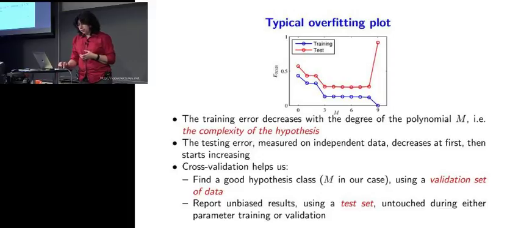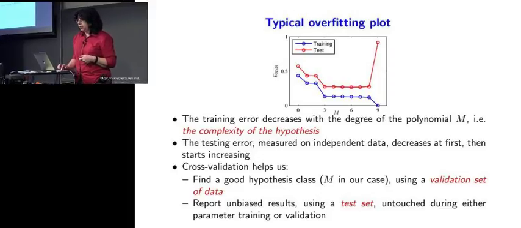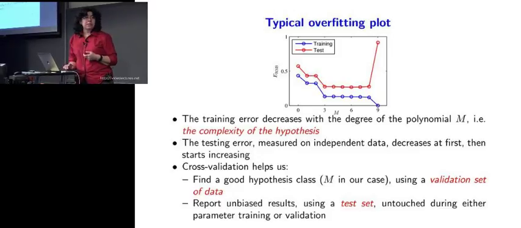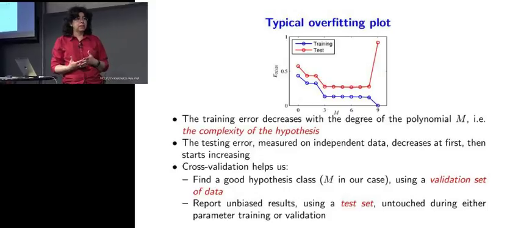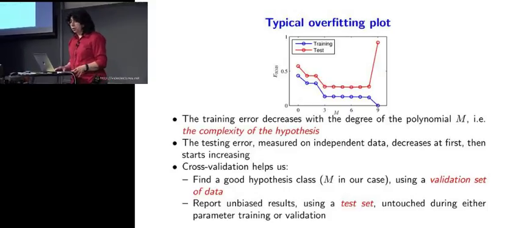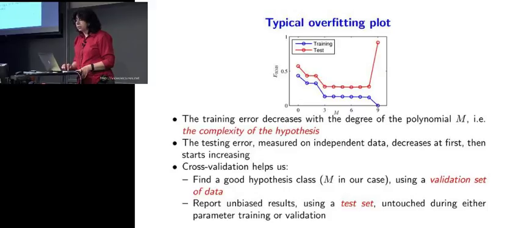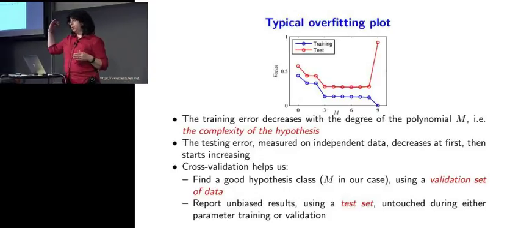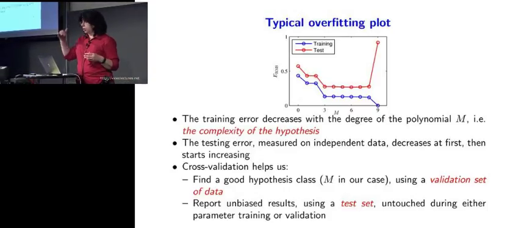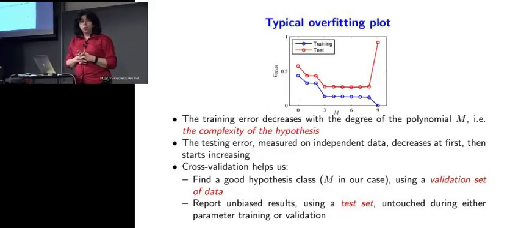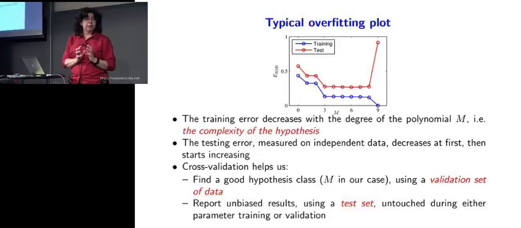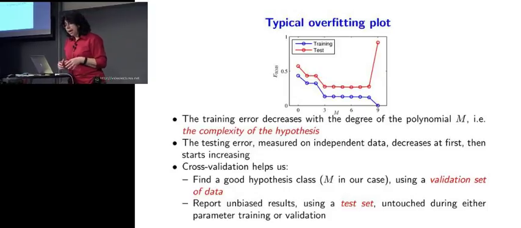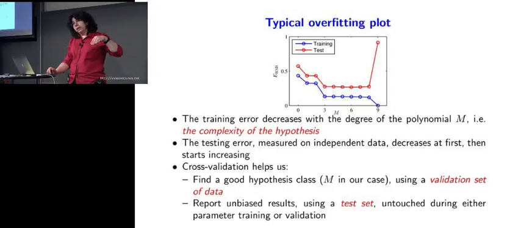This is a plot that shows you one method for avoiding overfitting, which is to use a separate set of data called a test set or a validation set in order to verify that your hypothesis is really the best one. Here we have, again, this example with the polynomial fit. M is the degree of the polynomial, so as M increases, the complexity of the hypothesis class increases. The blue curve is the training error, which goes down. And the red curve is the error measured on an independent set of data, which is called a test set. And you see that for some while, the error improves.